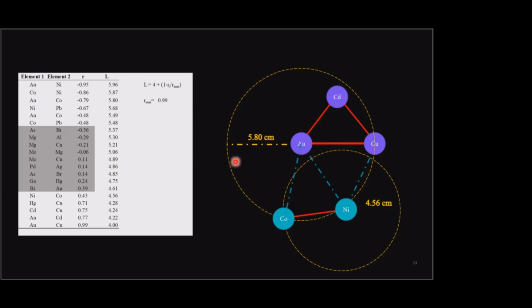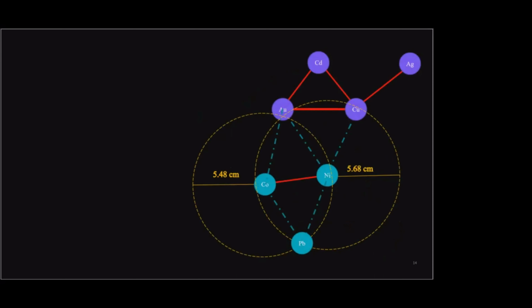So the next one will be the location of the lead. I suggest that you stop the video a little bit and try to figure out where the lead is going to fall. So here is where the lead is going to fall. The lead has a negative correlation with the cobalt and the nickel. So it would be a blue discontinuous line.